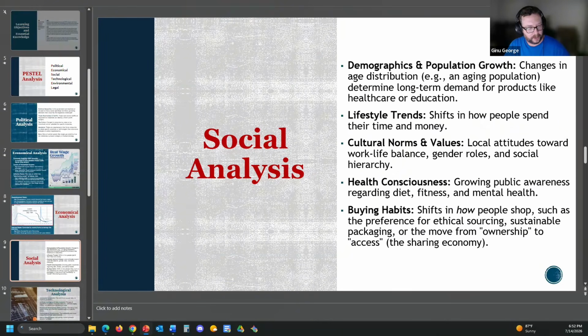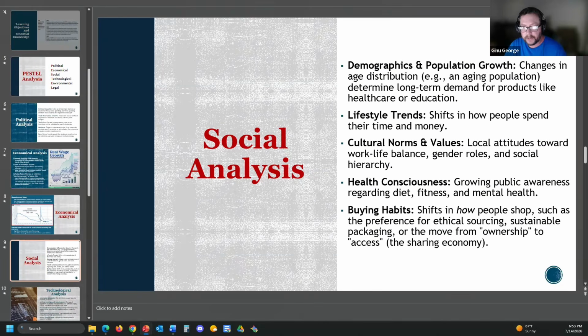So demographics, to use another SAT word here, it just generally means people, right? If we break down English, demo comes from the Greek, it means people. So demographics is talking about people and population growth. That's critical here. If you have an aging population, demand for healthcare and retirement services goes up, while demand for elementary school products goes down. That's something to be aware of, right? So you're looking at these different trends, how people spend their time and money.